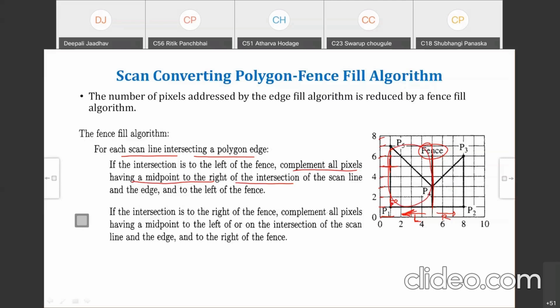If we consider this scan line, then second, if the intersection is to the right of the fence, then complement all pixels having a midpoint to the left of the intersection and right of the fence. So complement all the midpoints which are to the left of the intersection of the scan line and to the right of the fence. So complement all these pixels. So these two simple lines are used here as the fence-fill algorithm. So see it with the example. The same example we are going to see here.